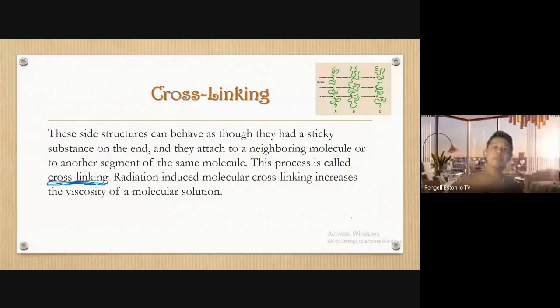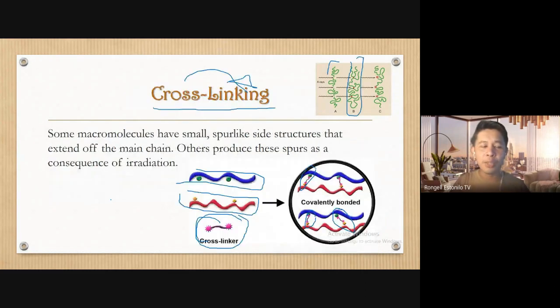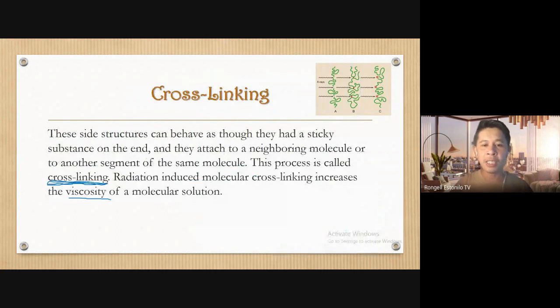Ayan, so, pwede masabi, nagko-cross-link siya. So, radiation-induced molecular cross-linking increases the viscosity. Kung kanina, an aton main chain scission, ginbabawasan niya ang pagkamalapot ng substance. Ito naman kasi, di ba, dudugangan mo another molecule. So meaning, mas magi-increase. Kaya, sabi dito, increases the viscosity of the molecular solution. Mas magiging malapot. Kaya madadagdagan na naman ng isang molecule.